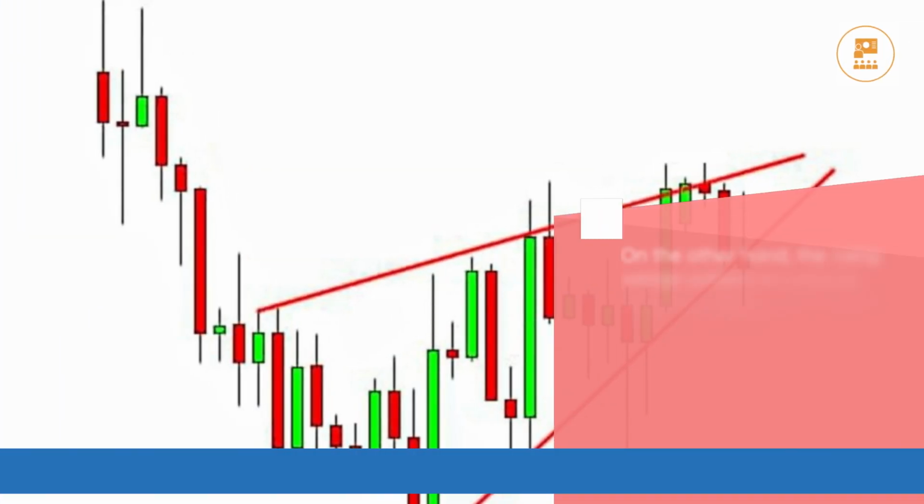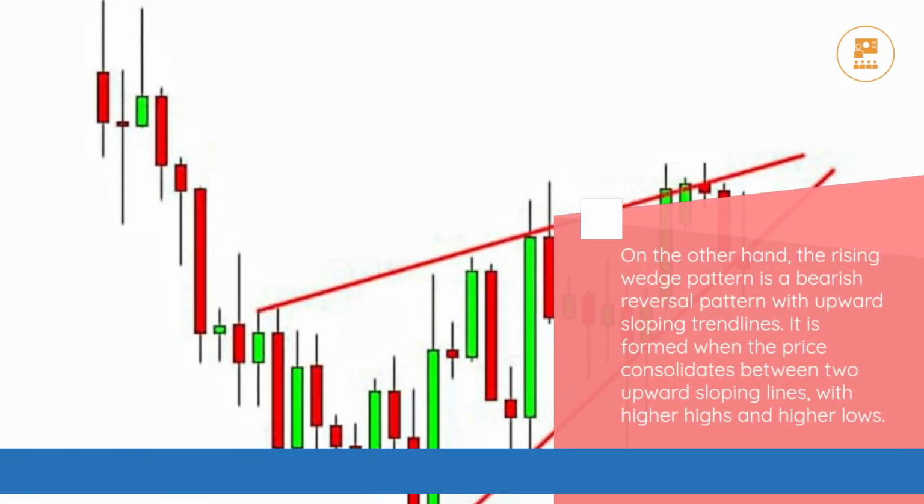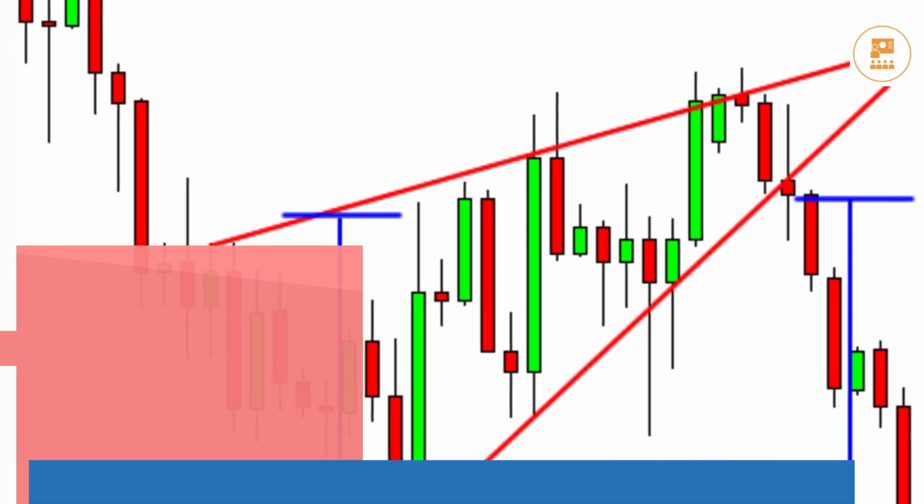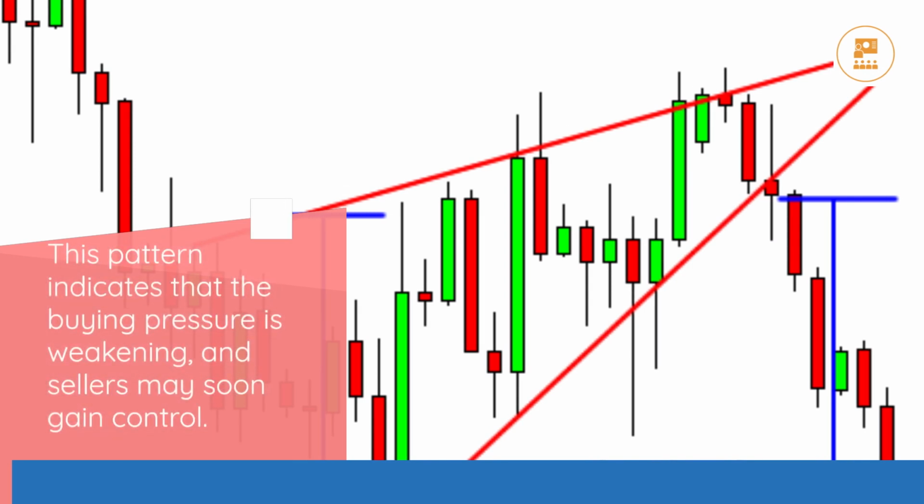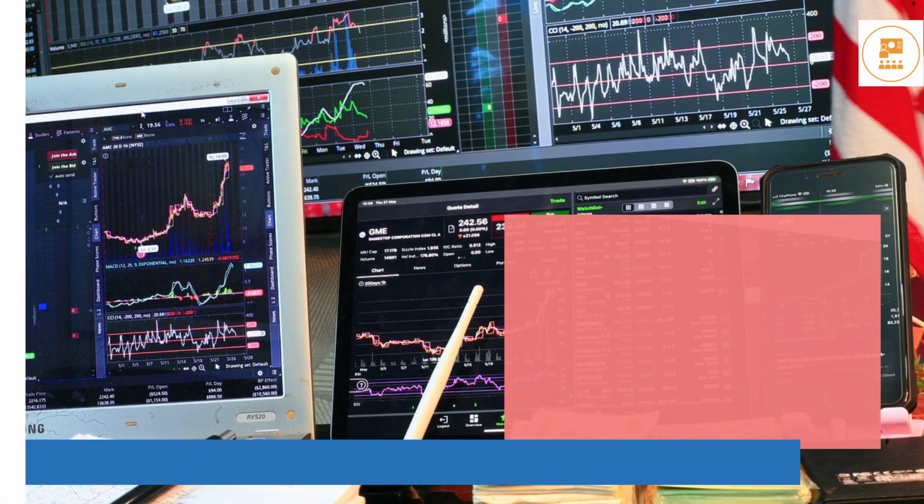On the other hand, the rising wedge pattern is a bearish reversal pattern with upward sloping trend lines. It is formed when the price consolidates between two upward sloping lines, with higher highs and higher lows. This pattern indicates that the buying pressure is weakening, and sellers may soon gain control.